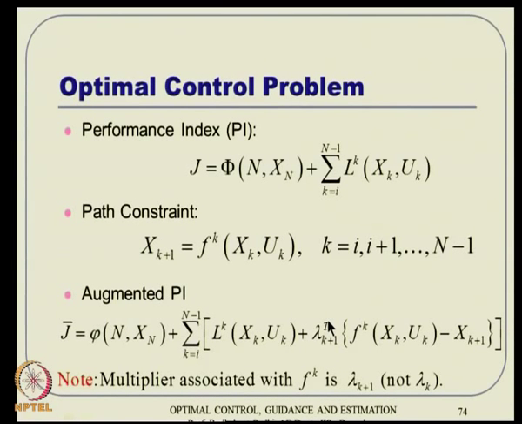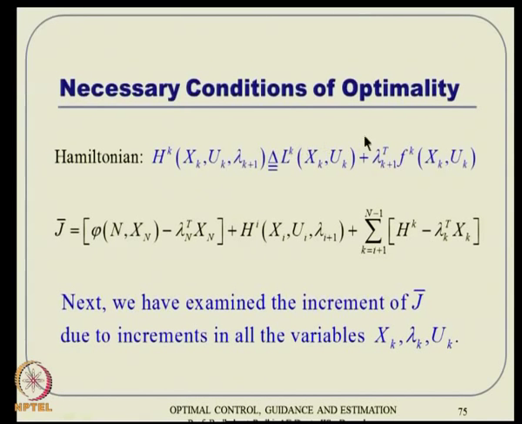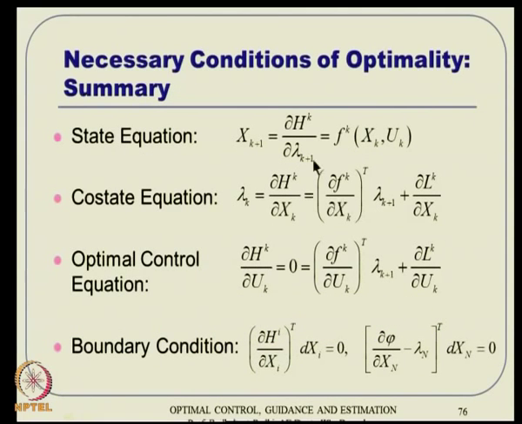lambda k. We assume that if you see the continuous time, we expect that here should be lambda k, but here it turns out that it starts with lambda k plus 1 and not lambda k. So, we had this Hamiltonian formulation that way, and then again this J bar formulated that way, and we have examined the increment of J bar due to increments in the variables x k, lambda k and u k also. And then ultimately we will end up with the state, co-state, optimal control and boundary condition equations as well, very similar to what we know before.